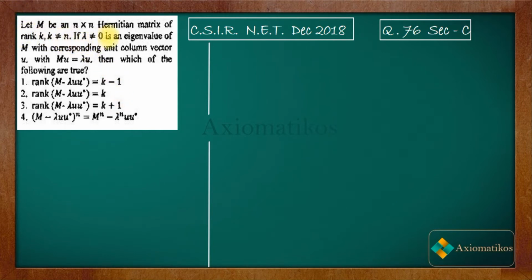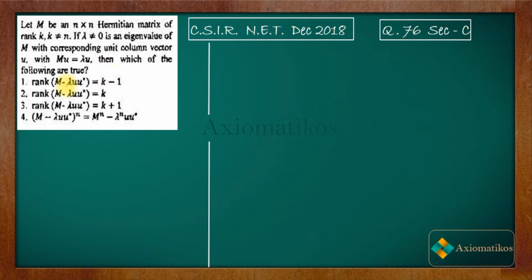Let M be an n cross n Hermitian matrix of rank k, where k is not equal to n, and lambda is a non-zero eigenvalue with the corresponding unit column vector u with this property. So this property actually tells us that u, the question is talking about, is an eigenvector. Then which of the following statements are true?